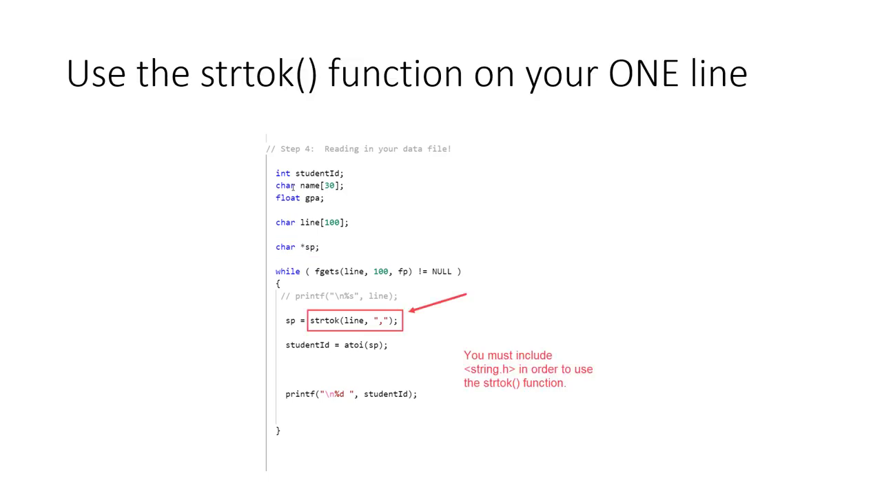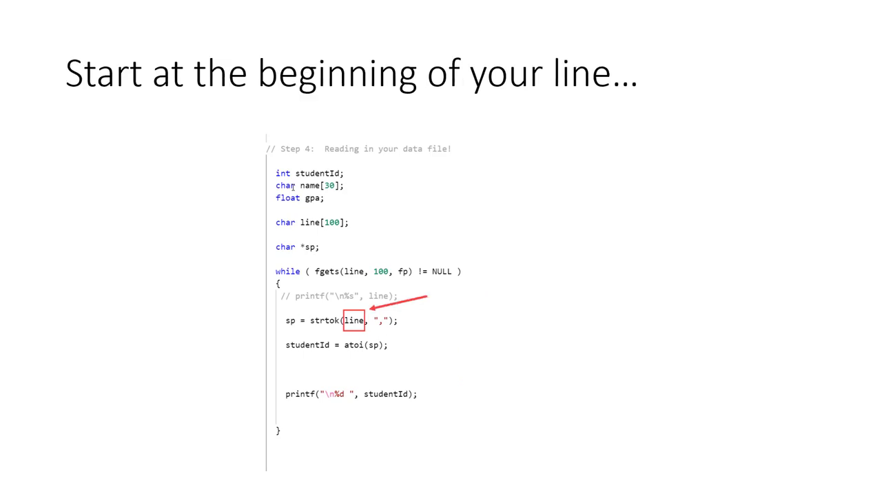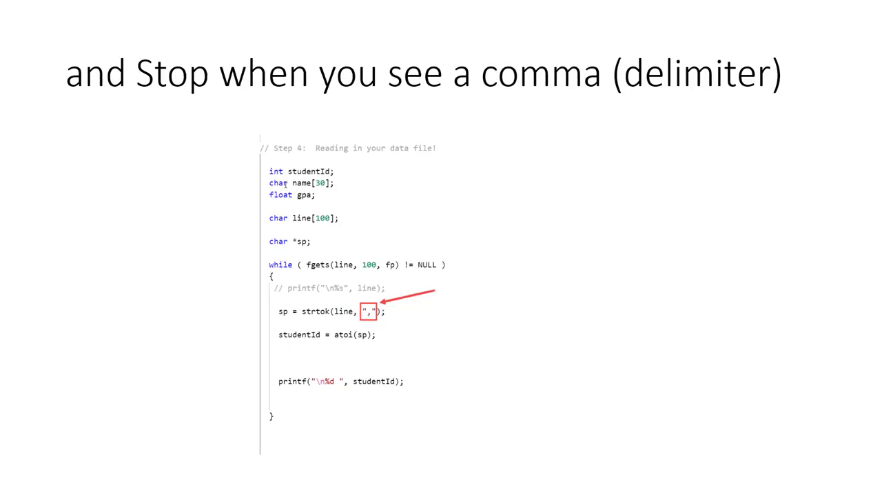The next thing we're going to do, notice we're inside of our while loop, is use what we call the string token function. Now, you have to include the string.h file in order to use the string token function. So the string token function will take a look at your line. So you'll notice I have line here. And it will basically start at the beginning. That's what this part does. Start at the beginning and stop when you see this comma.